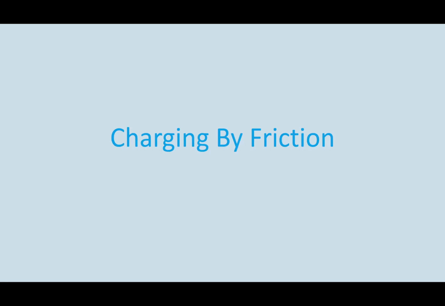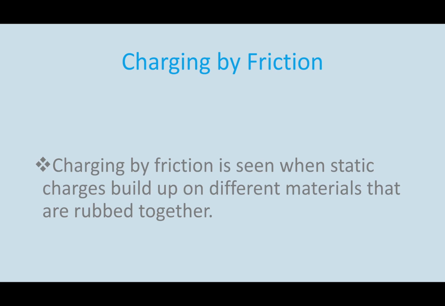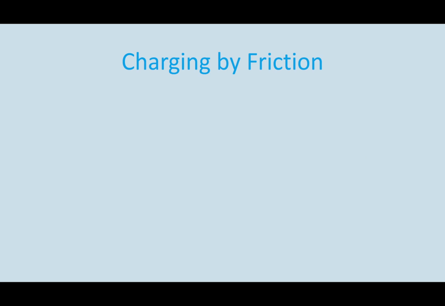In today's note, we're going to be looking at charging by friction. Charging by friction is seen when static charges build up on different materials that are rubbed together. We talked about static electricity in our last note and how it's the charges that remain on a surface, and how charging by friction is when something's rubbed together.